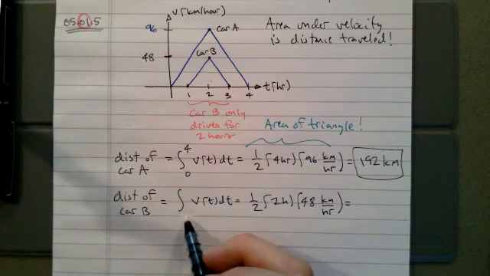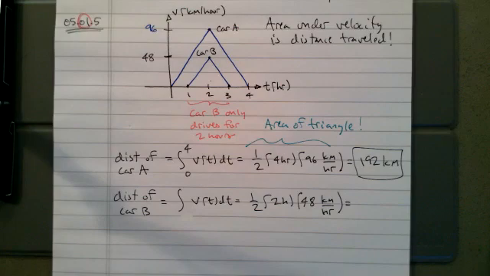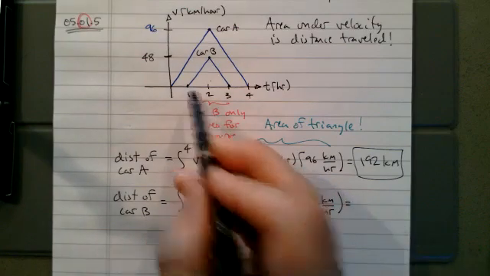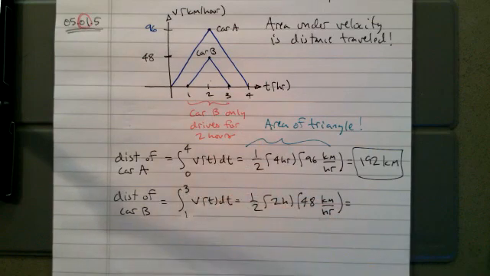And what 2 hours are we going to integrate for car B? Since it started driving at 1, we'll integrate the 2 hours from 1 to 3. So we don't integrate from 0 to 2 because from 0 to 1, car B was not going yet. To find the distance that car B traveled, we're integrating from 1 to 3. And so that'll be 48.